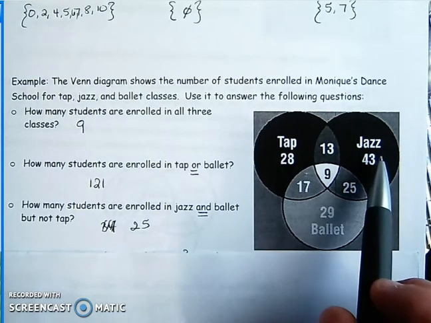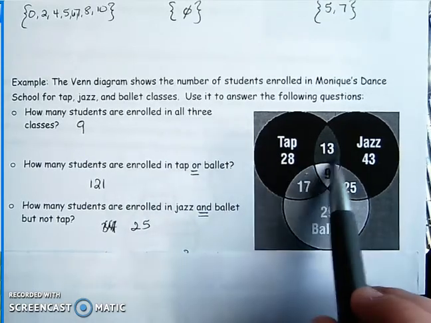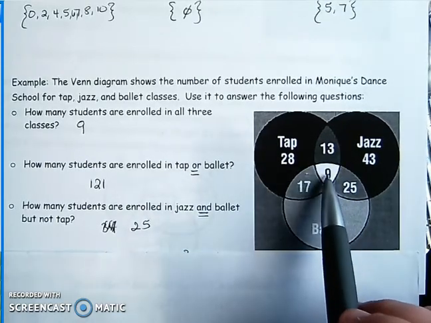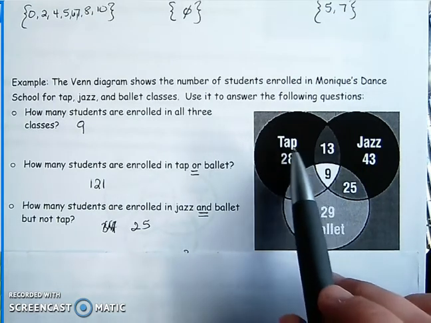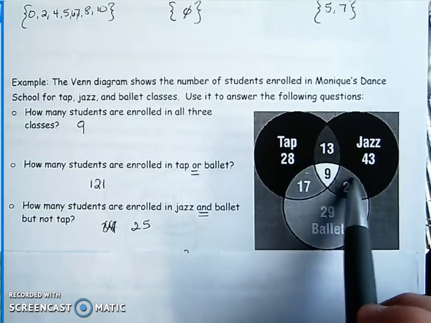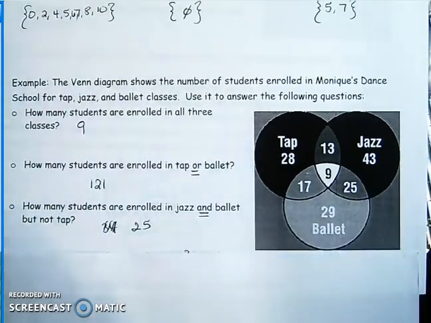Next, we're asked how many students are enrolled in jazz and ballet, but not tap. So we want jazz and ballet, but not in this tap bubble at all. So these 9 students that have all 3 cannot be counted because they are in tap. So we're only talking about the 25 students right here that are in the jazz and the ballet bubble.